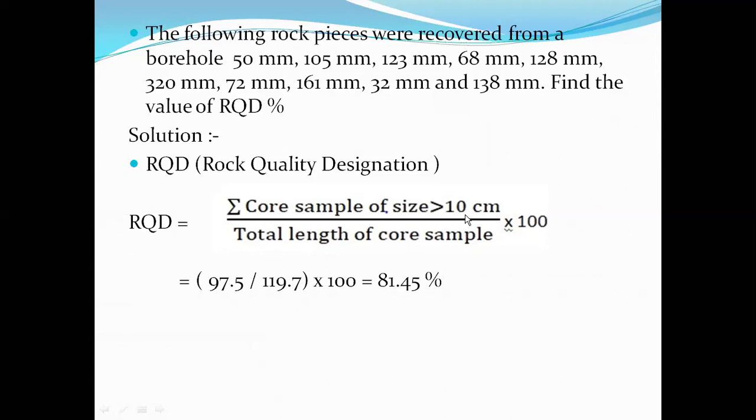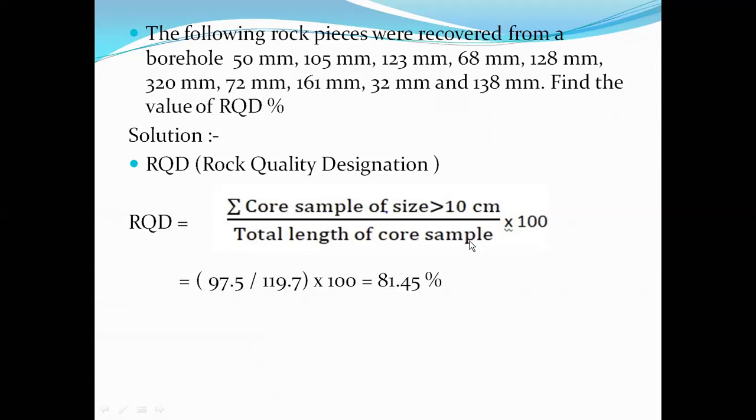The sum of core samples of size greater than or equal to 10 centimeters divided by the total length of core sample, multiplied by 100, right? So this is 5 centimeters, ignore it. This is 10.5, correct? Yes, consider this. This is 12.3 centimeters. 6.8, ignore it. 12.8, yes, add it. This is almost 32.0. This is 7.2, ignore it. This is 16.1 because we are converting them into centimeters. This is 3.2, we won't consider this, and this is 13.8.